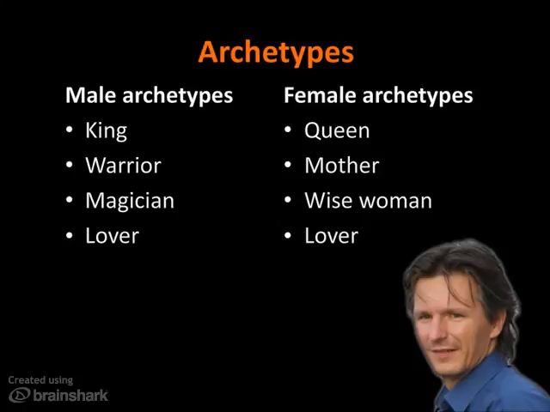Male archetypes are, for example, king with subtypes like good king, tyrant, and weakling, a warrior with subtypes like hero, sadist, and masochist, magician with subtypes like wise wizard, manipulator, or jester, and lover with subtypes like mature lover, addict lover, or impotent lover.